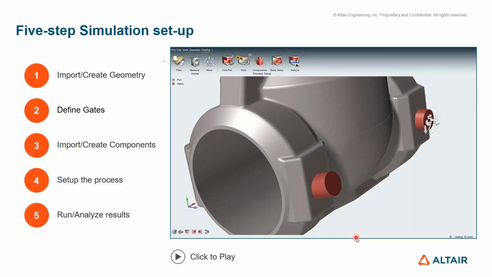So this is the 5 simple step. First, you need to import the CAD model and you need to define the gatings, and then you need to import the secondary components, set up the process, what type of process is that, whether it is high pressure die casting or low pressure die casting or gravity die casting, and so on, and run the simulation.